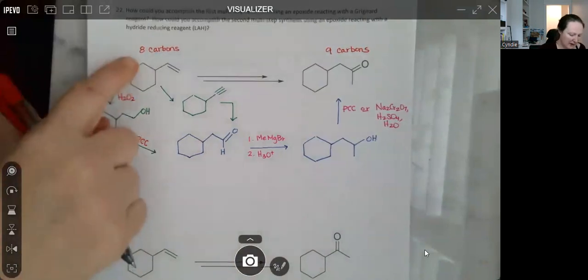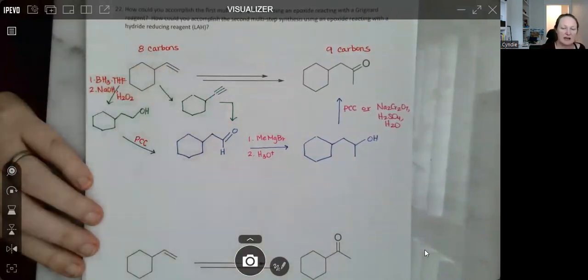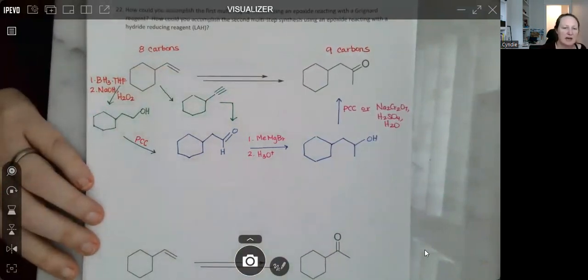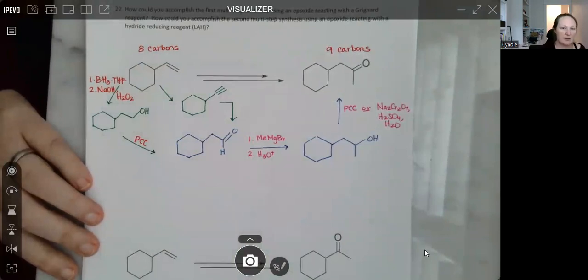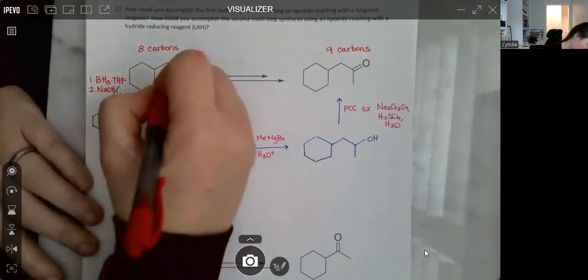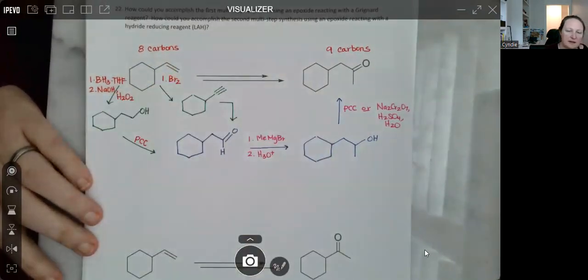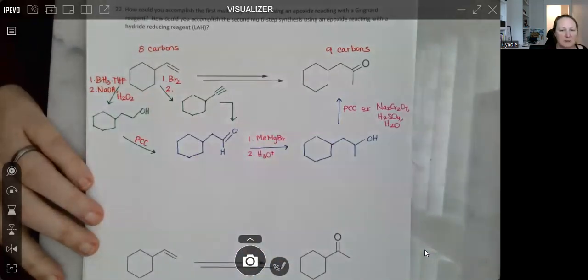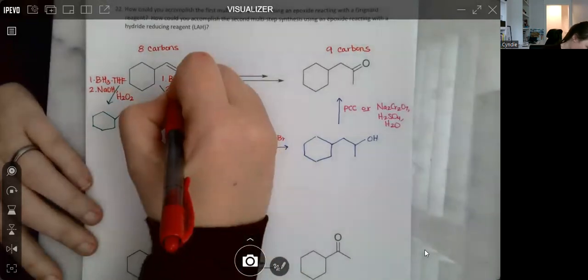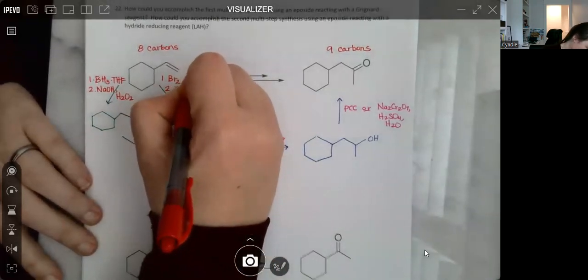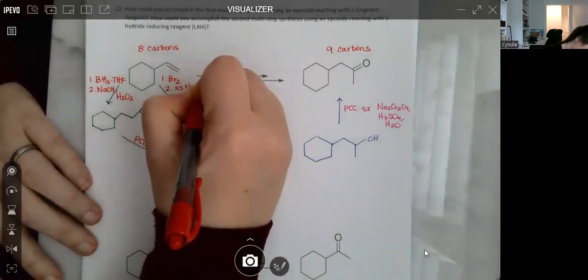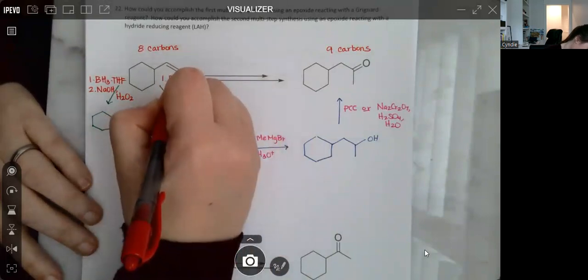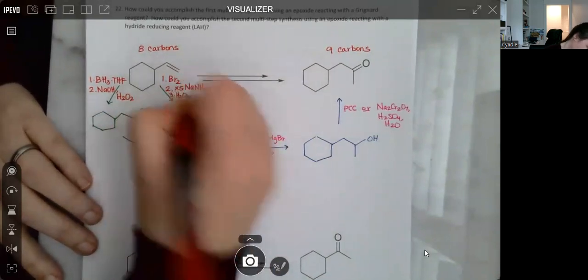If we had thought about converting the alkene to an alkyne, we can do that, but it's actually a 3-step sequence. So first step is just treatment with bromine to form the dibromide. Then we would do double E2 elimination with excess sodium amide, followed by water at the end.